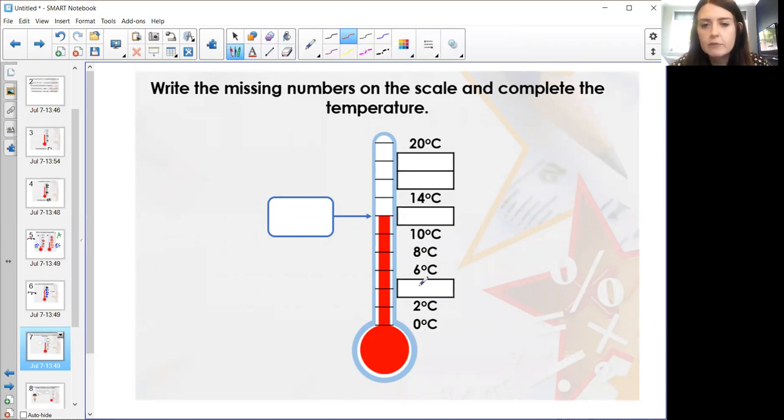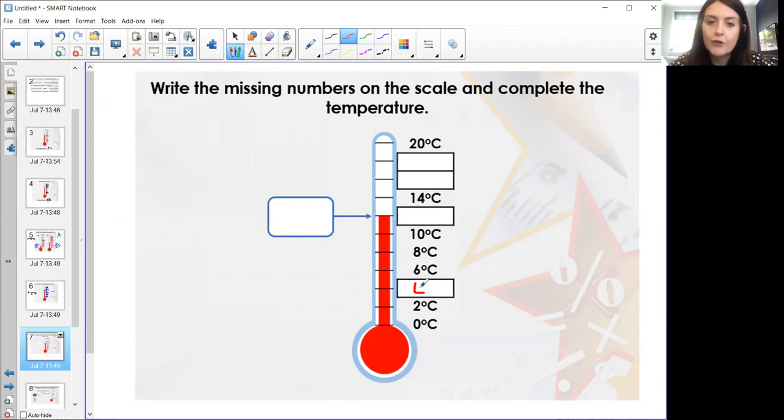So we've got 0, 2, 6, 8, 10, 14, 20. If we look at 6, 8, 10, it's going up in 2s, and I recognise that pattern. It's all the even numbers, isn't it? But we've just got a few missing, so we need to fill them in. So 0, 2, what's going to be next?